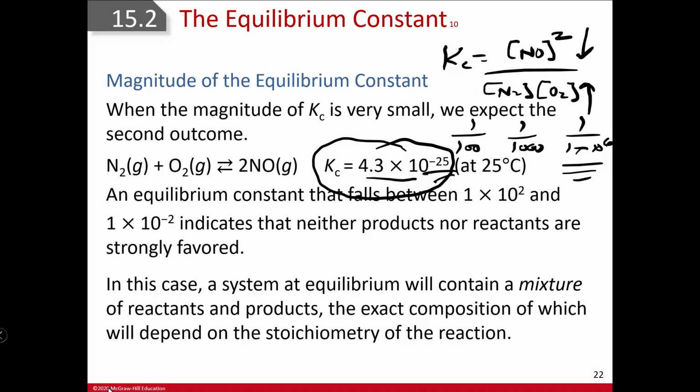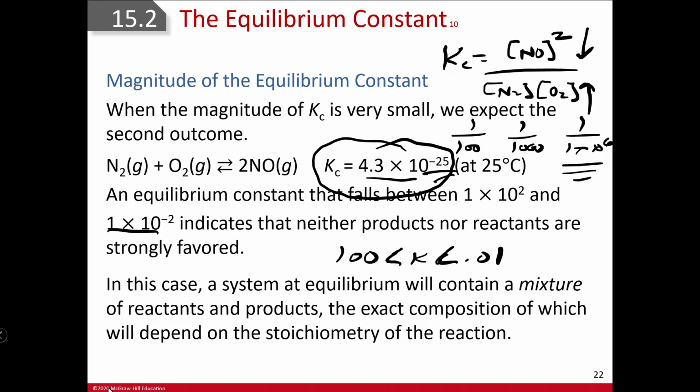All right, so here's the other rule. This is the tricky one. If the equilibrium constant lies between 100 and 100th, which is 1 times 10 to the negative 2, then you're going to have a mixture of reactants and products. So that's where it gets a little tricky.